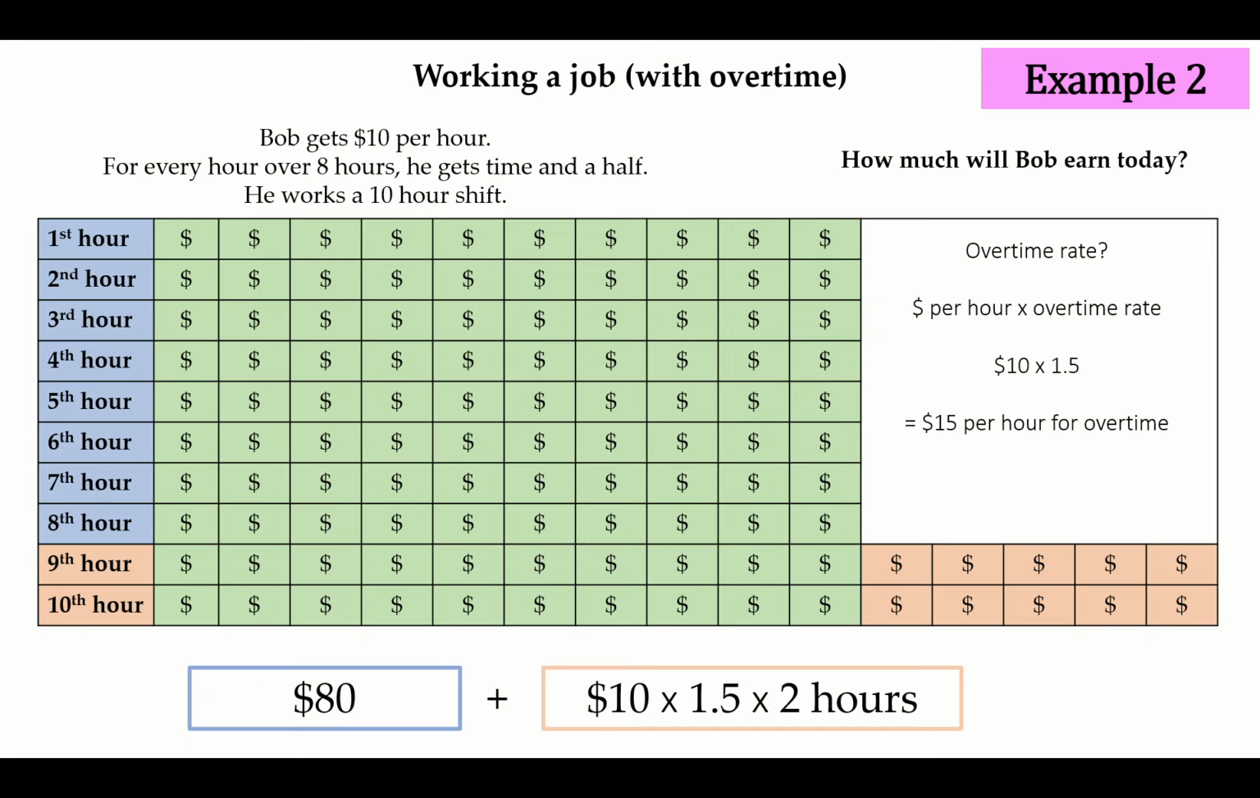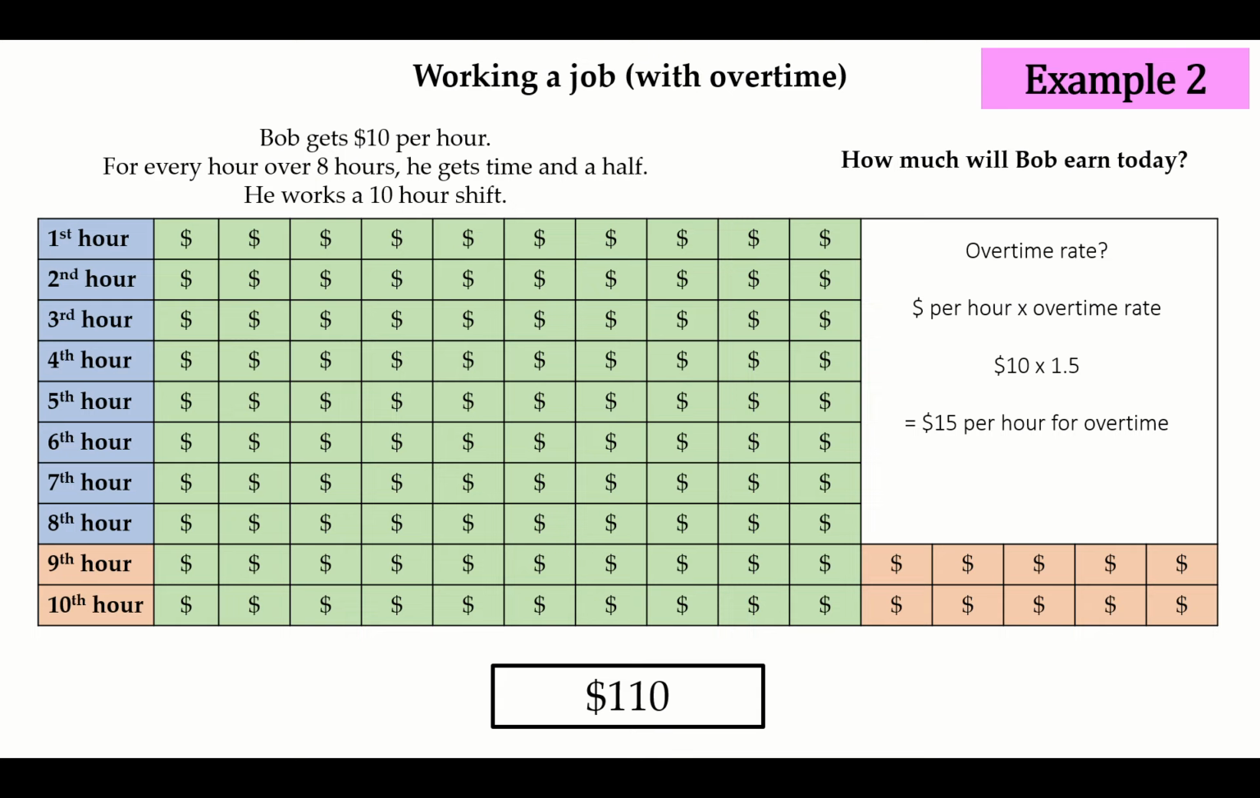$80, which is just saying $10 for every hour, and if you work 8 hours, it's just 10 times 8, $80. And then 10 times 1.5, so we're getting $15 an hour for overtime. We do it for 2 hours, makes $30. Add these together, what do we get? $110. If you want to pause the video and count up all these dollar signs, be my guest, it'll add up to 110.